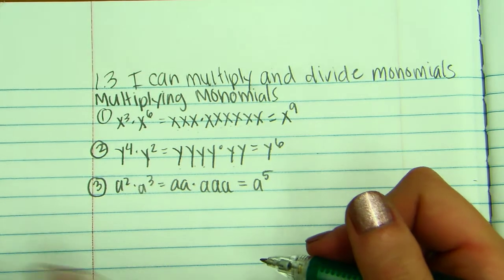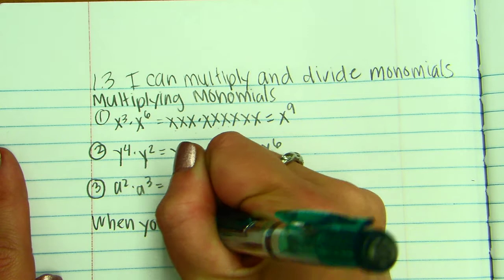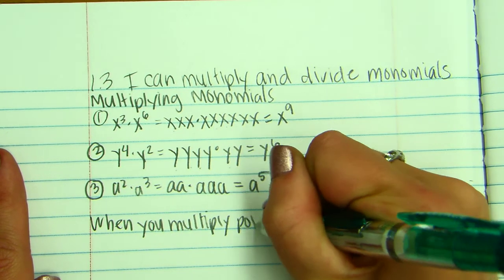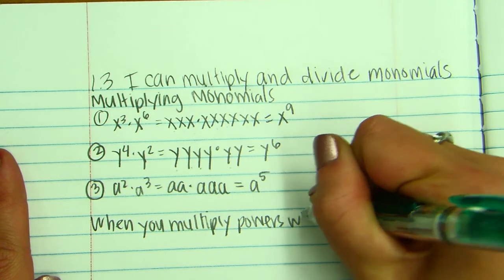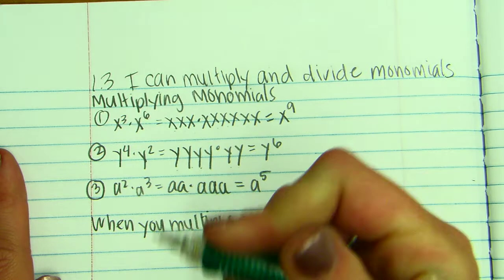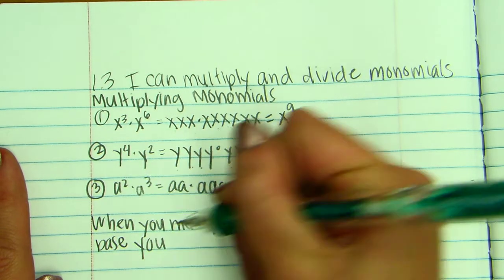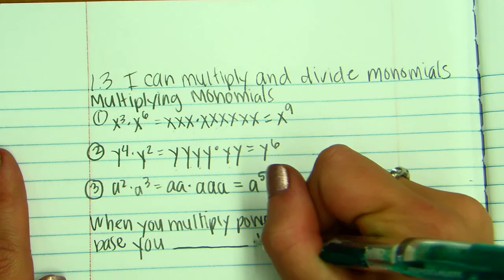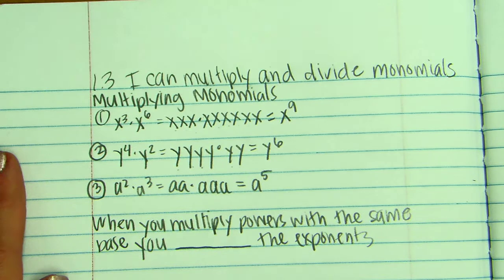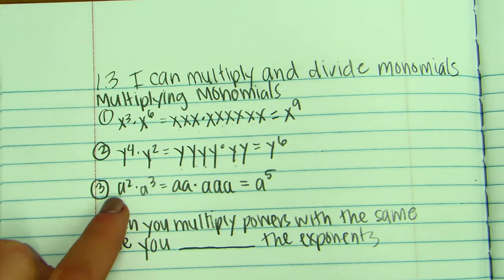So I'm going to write out when you multiply powers with the same base, they have to have the same base for this rule to work. We do something with the exponents. So let's look and see if we see a pattern. These all have the same base, they're both x's. These have the same base, they're both y's. These have the same base, they're both a's.